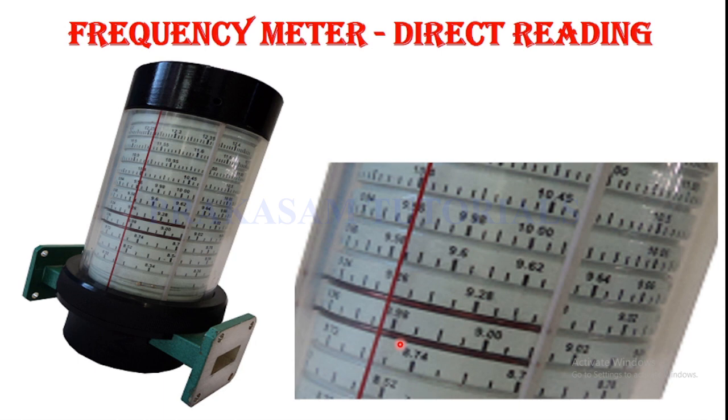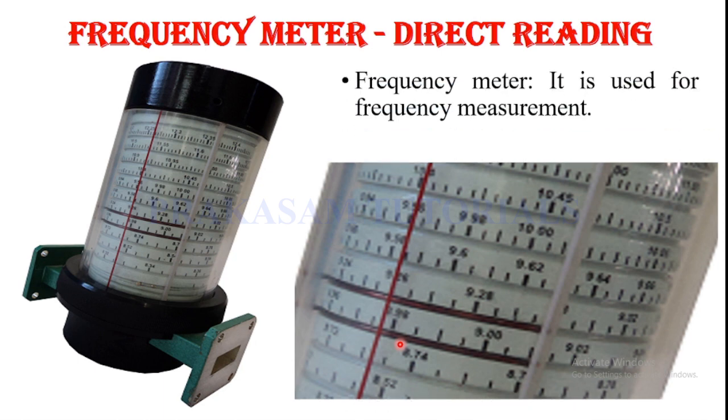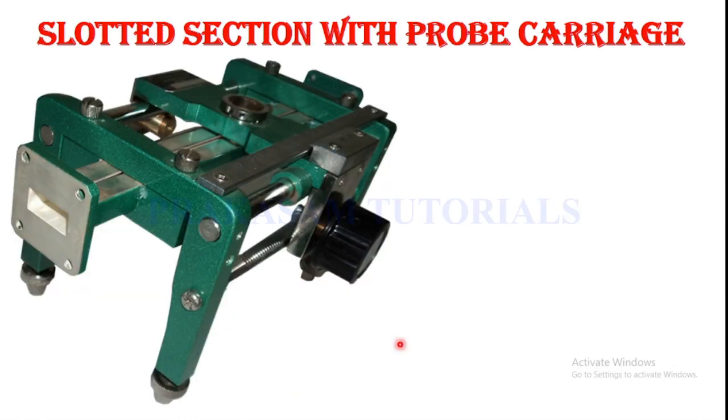And the next waveguide component is the slotted section with probe carriage. Slotted section, simply slotted section, or slotted section with probe carriage. This slotted section device consists of a rectangular waveguide with a slot through its center, as it is called slotted section. So this is the center.